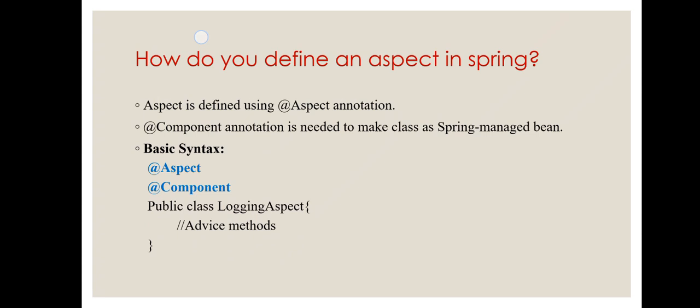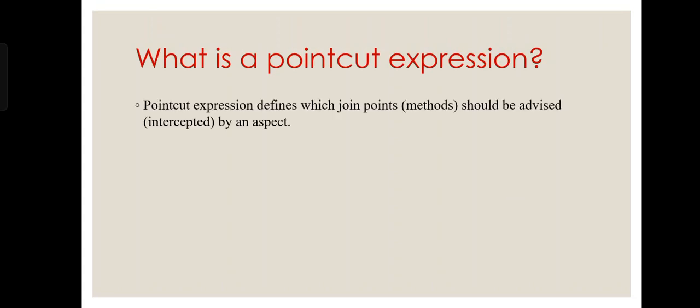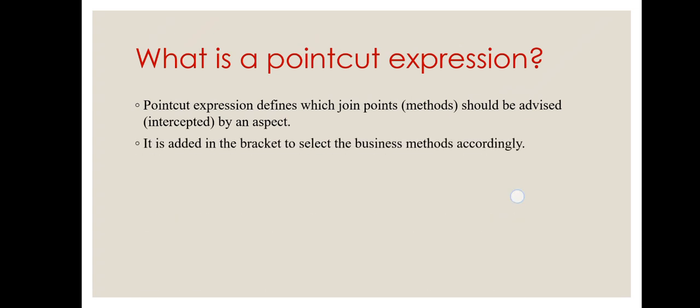What is a pointcut expression? It defines which join points, that is methods, should be advised by an aspect. It is added in the brackets to select the business methods accordingly. Let's see the example for this.